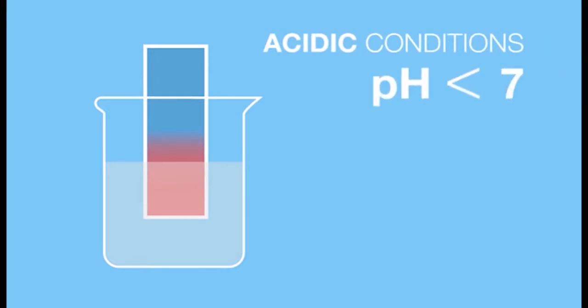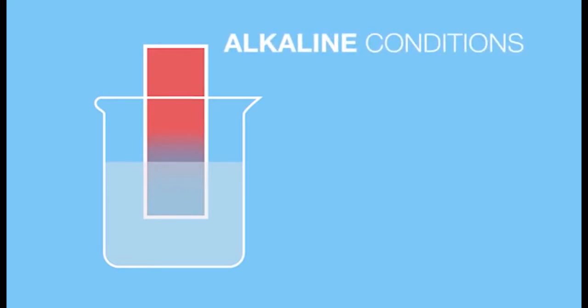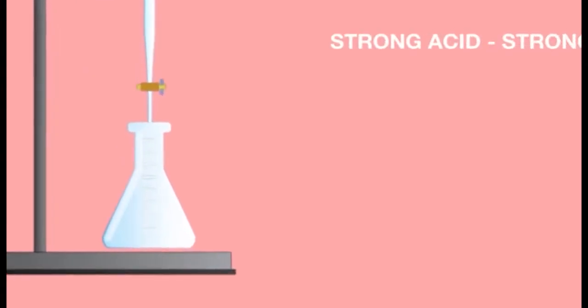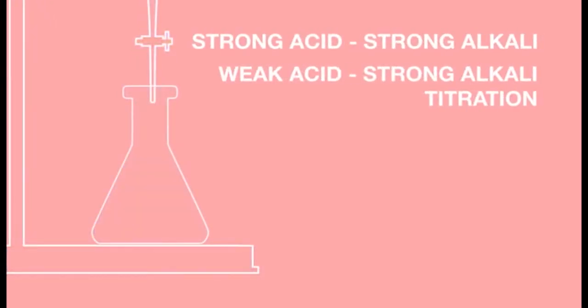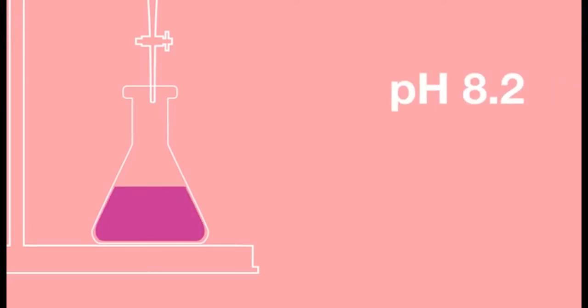Litmus is another indicator commonly found as litmus solution or paper. Blue litmus paper turns red in acidic condition, that is pH less than 7. Red litmus paper turns blue in alkaline solution, that is pH greater than 7. Phenolphthalein is an indicator commonly used to determine the end point of a strong acid and strong alkali reaction or weak acid strong alkali reaction. It goes from colorless to pink at pH 8.2. That is, it is known as a base indicator too.